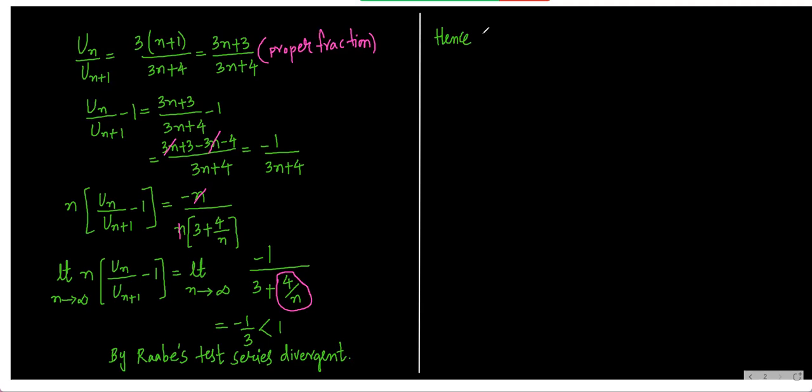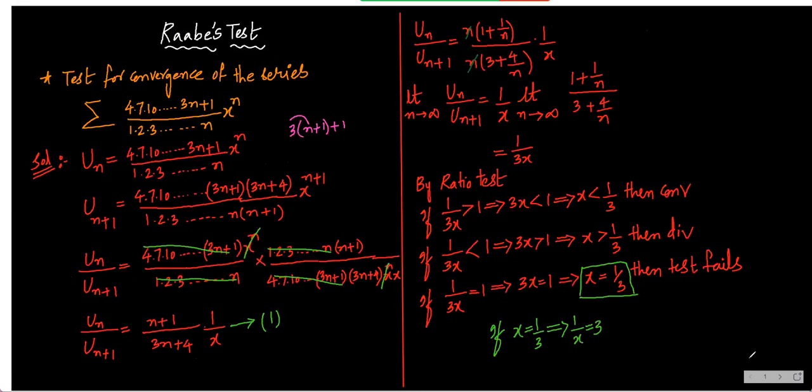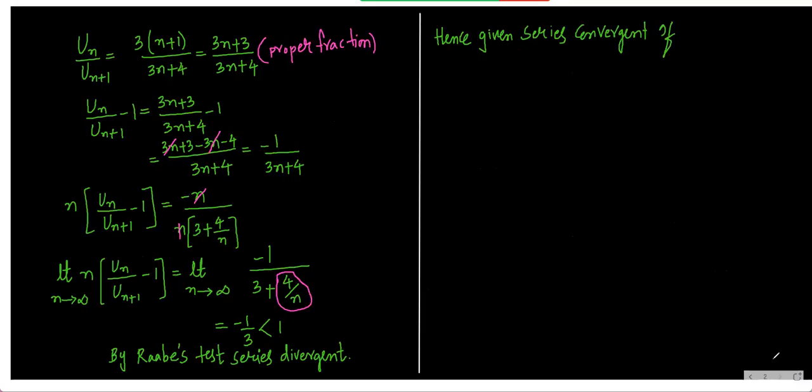फाइनली आंसर कैसे लिखेंगे? Hence, given series convergent if... देखेंगे प्रीवियस पेज में जाके, कब हो रहा कन्वर्जेंट, कब हो रहा डाइवर्जेंट। लेस देन में हो रहा, ग्रेटर देन में भी हो रहा, इक्वल टू में भी हो रहा। तो convergent if x is less than 1/3, and divergent if x is greater than or equal to 1/3, which is the end of this problem.